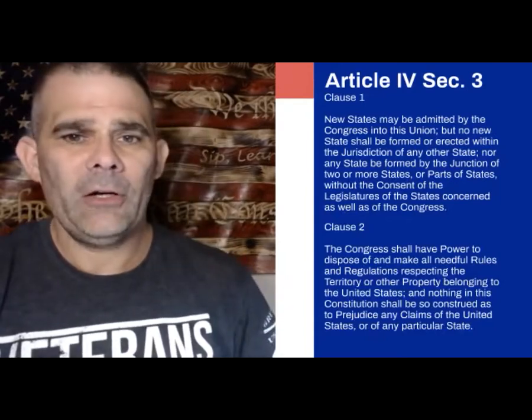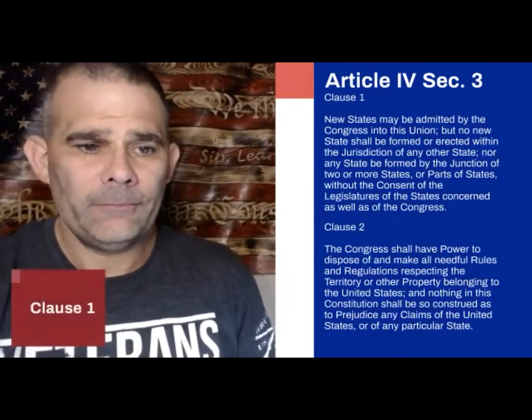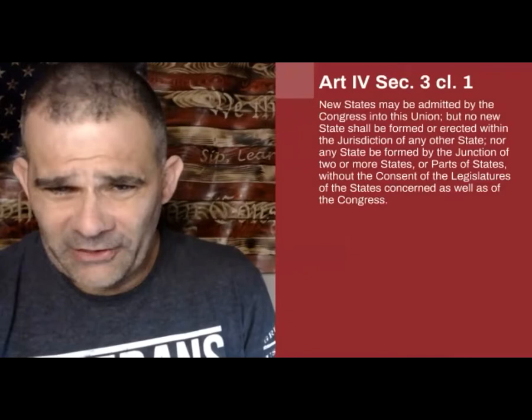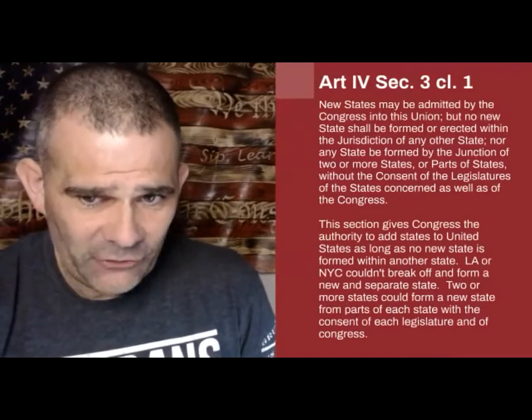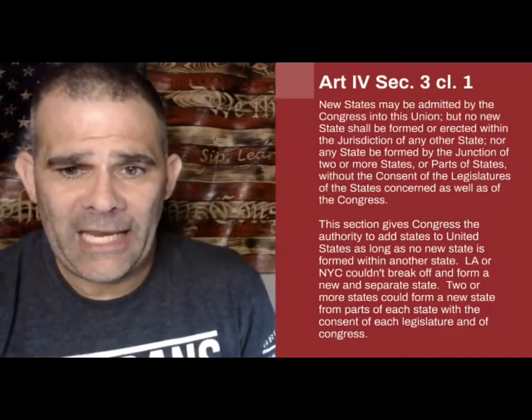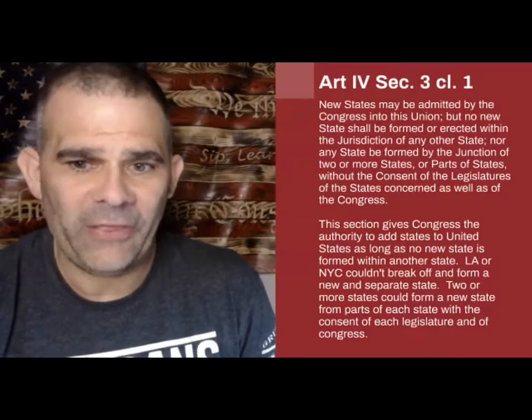So what we're talking about here is adding new states. Clause 1. We just read it, but this is where we're adding new states. This section gives Congress the authority to add states to the United States as long as no new state is formed within another state, meaning that LA can't break off and become another state. They can't become the 51st state. New York City can't become the 52nd state, right? They can't break off and form a new and separate state within a state.